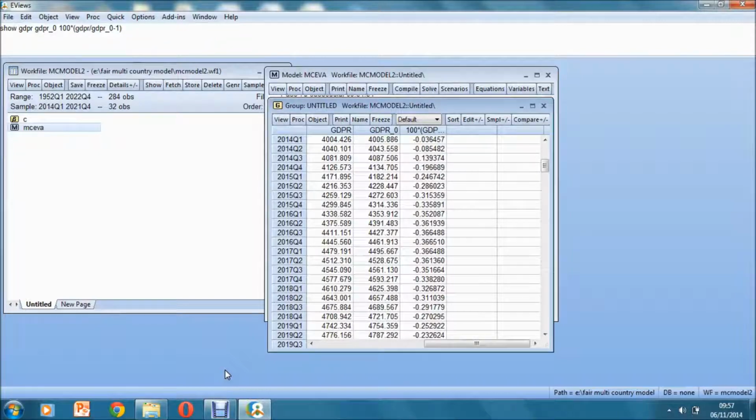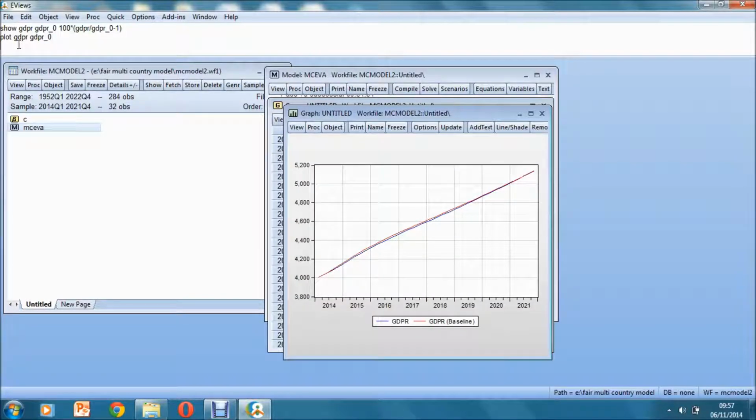We can also examine the relationship between the Fair solution and the EViews solution by plotting the two solutions on the same graph. To do this, we type plot GDPR, which is the Fair solution for GDP, and GDPR_0, which is the EViews solution. If we hit return, we see that they are very similar. The blue line here is the Fair solution, the red line is the EViews solution.